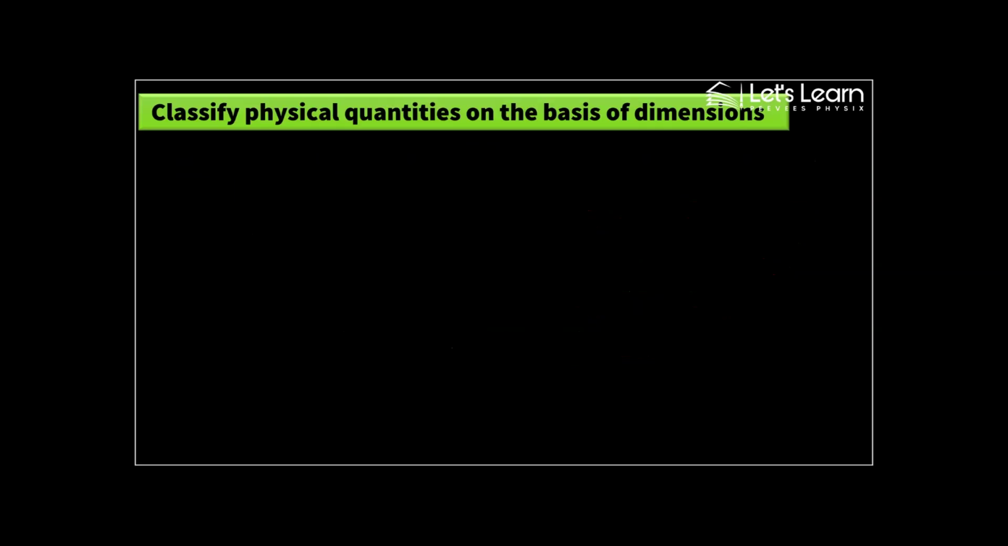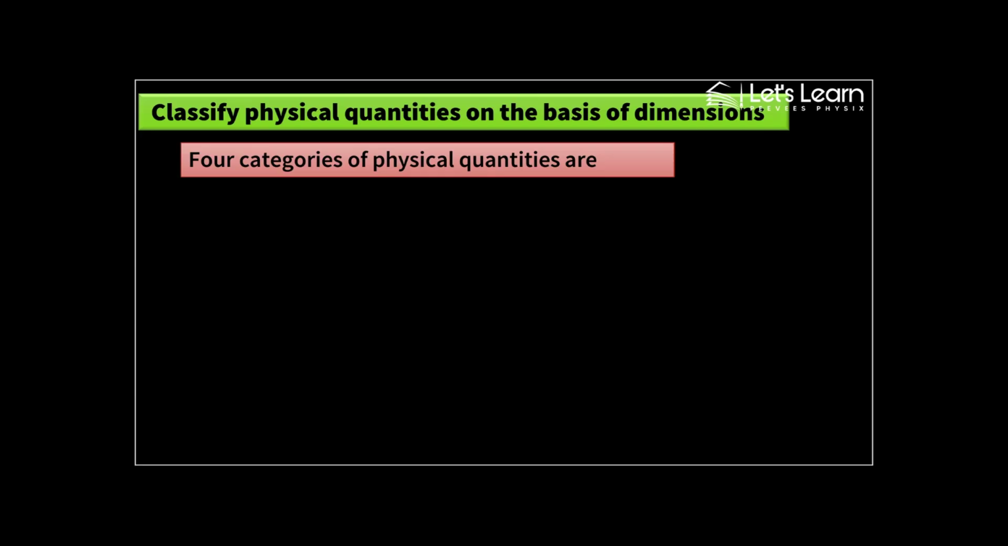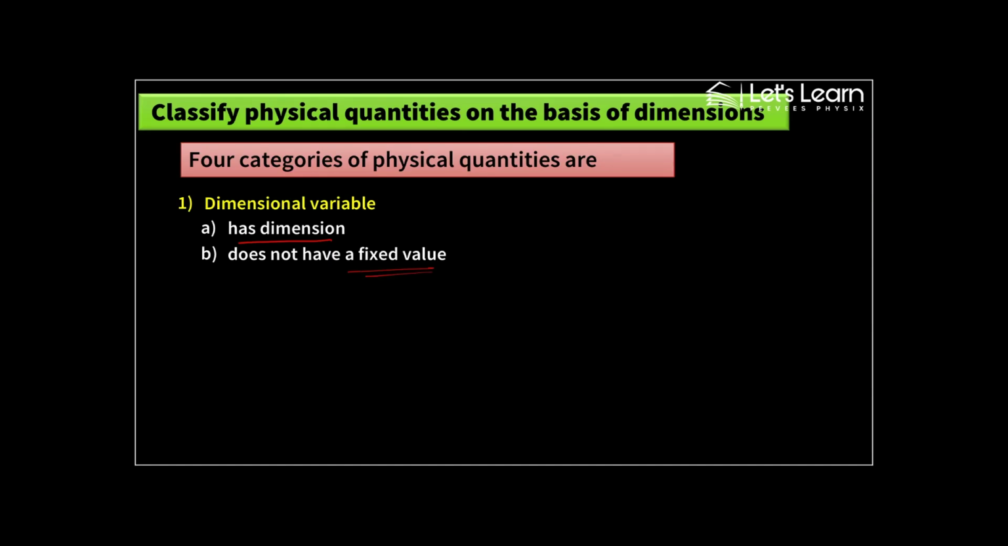Same, we classify all the physical quantities based on their dimensions. Some of them may have no dimension, but they have a fixed value. We call them dimensional variables, which means they have a dimension and they have no fixed value.